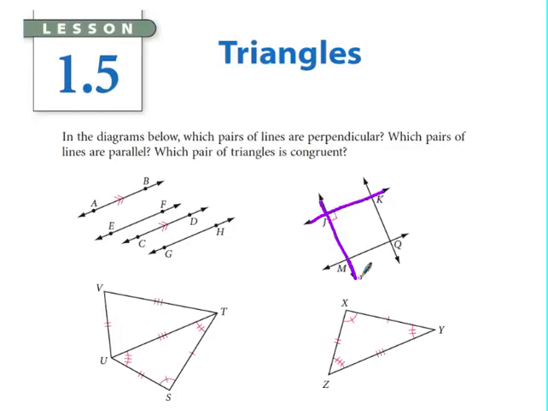Which pairs of lines are parallel? AB and CD. Once again, because those are the only ones that are marked. Which pair of triangles is congruent? Triangle UTS and triangle XYZ. Okay, US is congruent to ZX, ST is congruent to XY, and UT is congruent to ZY. All right, so those are the triangles that are congruent.